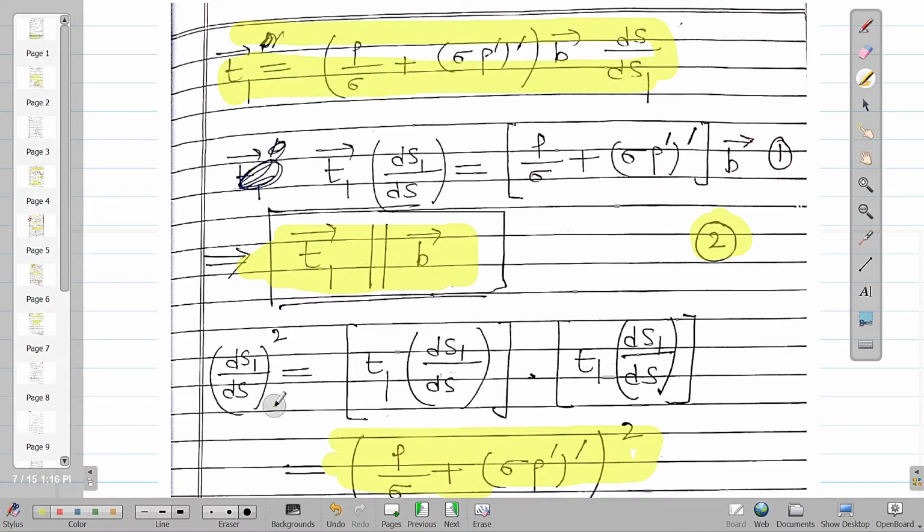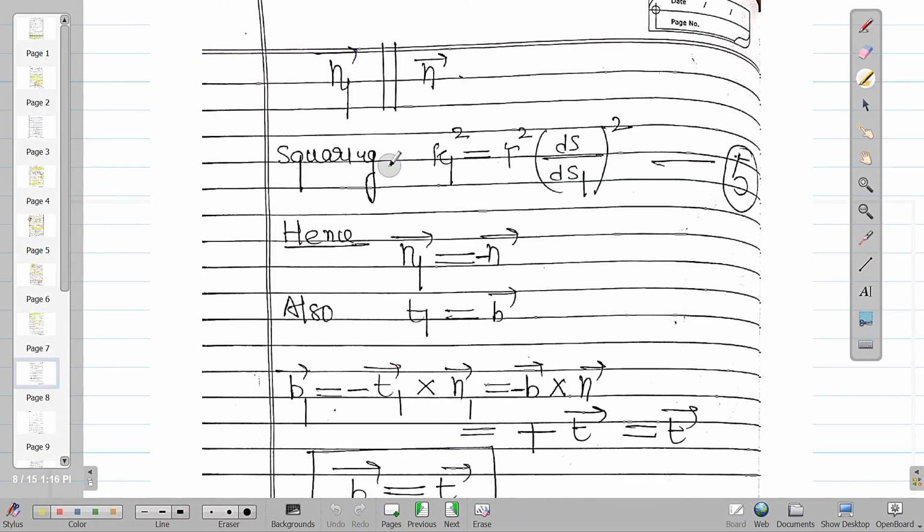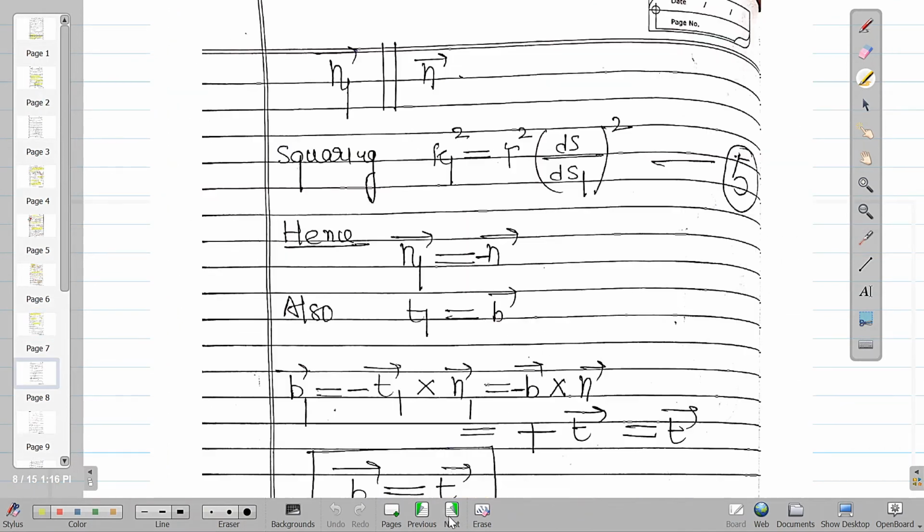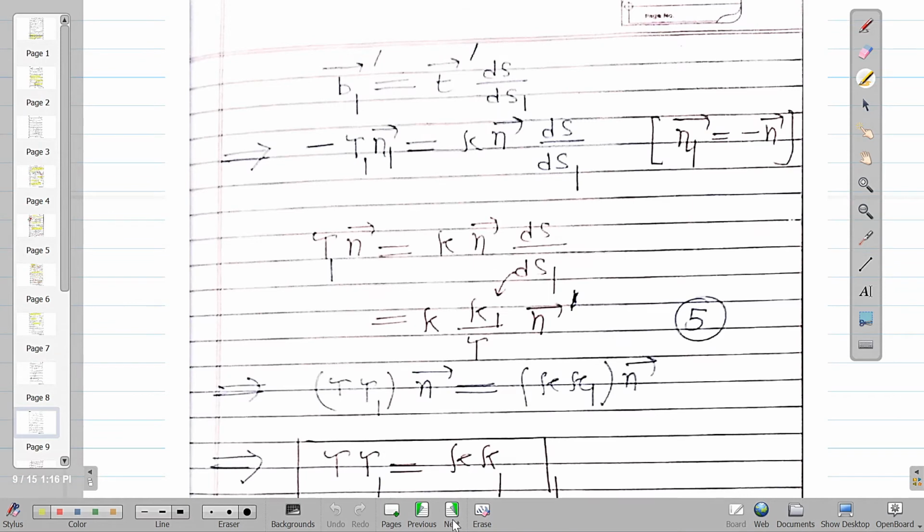So that's why I am stressing on this ds1 by ds, because it will be helpful in many terms, in many equations. After that, our purpose is to show n1 is parallel to n vector. Clear?